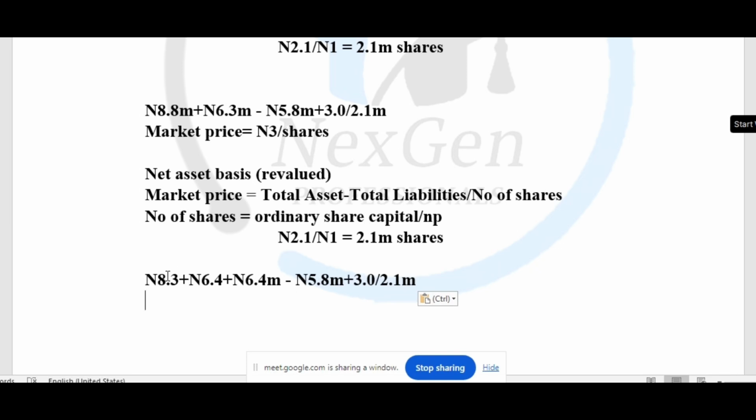So don't forget that they revalued some assets. One of the current assets, which is inventory, was revalued. That is what gave us 6.4 instead of 6.3 earlier, right? Now, the total liability, nothing was revalued upward or downward. You divide by the number of shares, right?